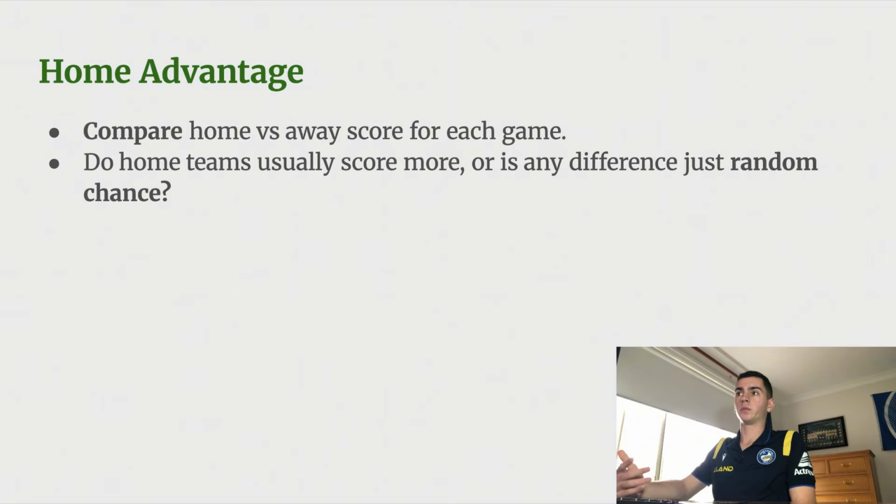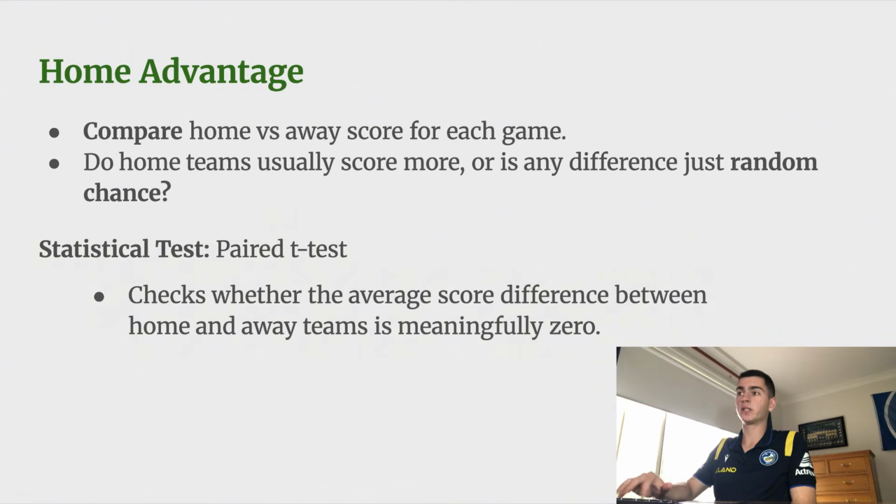so that we can implement it for any upcoming games. To test whether it exists, we can compare the home score and away score from each game. Because both scores come from the same match, this gives us a matched pair of results. And our question is, in the same game, do home teams usually score more, or is any difference just random chance? And to answer this, we can use something called a paired t-test, which checks whether the average score difference between home and away teams is meaningfully different to 0.